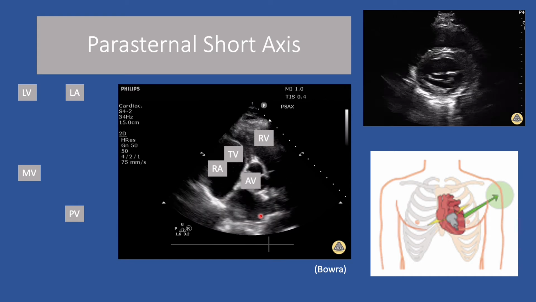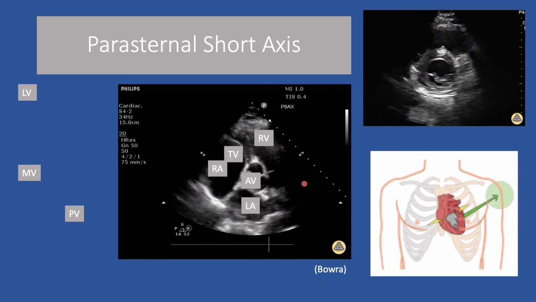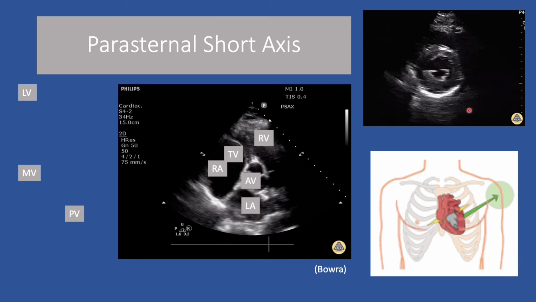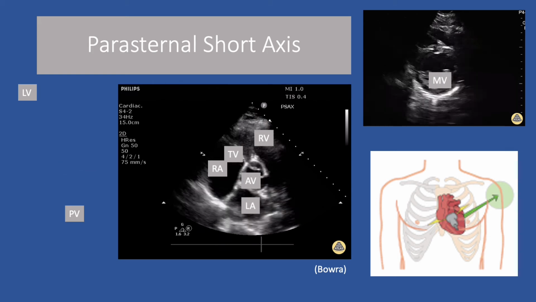You know that the left atrium is adjacent to the right atrium, so you can identify that here. This does not show the left ventricle well. However, if you were to fan down the probe, you can identify this circular structure as the left ventricle, and this is the mitral valve leaflets closing here in the middle.